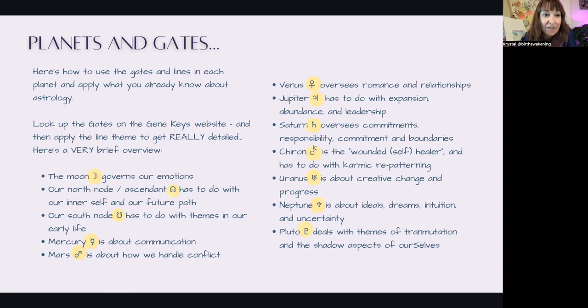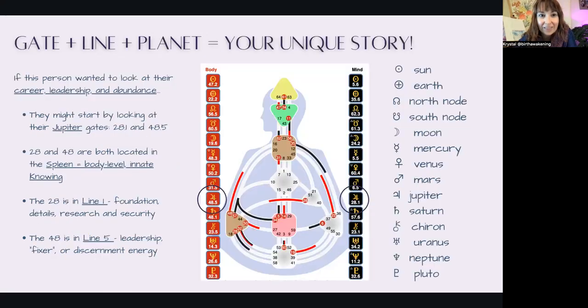And this is some of the stuff that, if you want a reading done specifically for a particular theme or area of your life, we can dig into this and get some specific insights that apply to you. So gate plus line plus planet is how we write your unique story. So for instance, if this person wanted to look at their career, leadership, abundance, and prosperity, they might want to look at their Jupiter and Saturn lines, right?